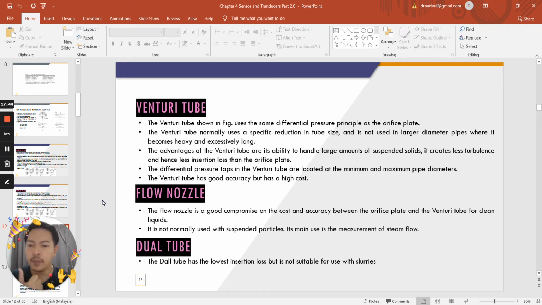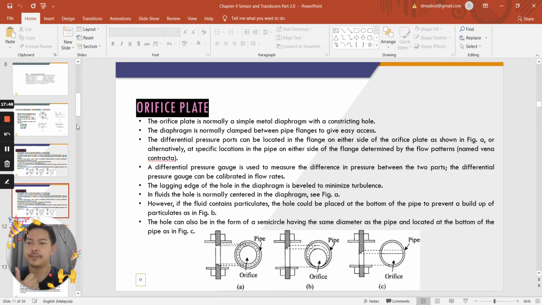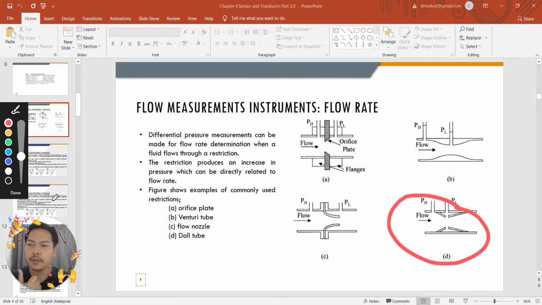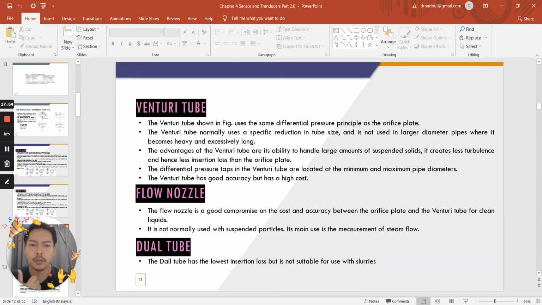For the dual tube, talking about this one, the dual tube has the lowest insertion loss, but is not suitable for use with slurry. So for any flow with slurry, you cannot use the dual tube. Okay.